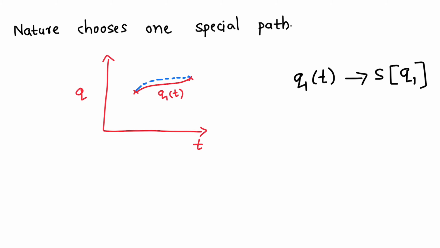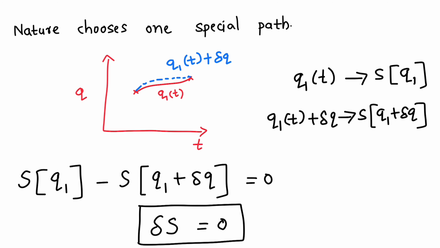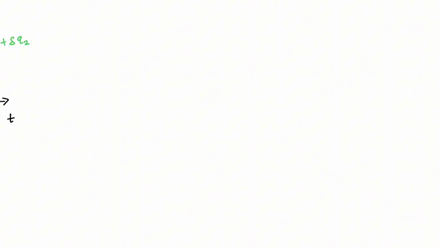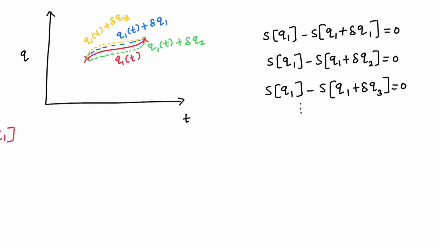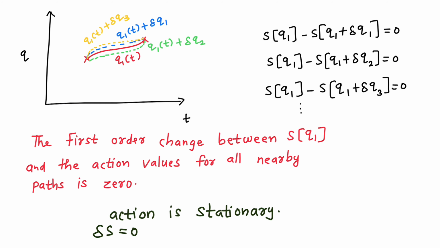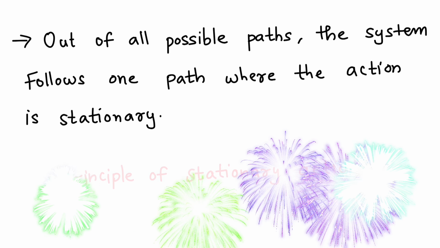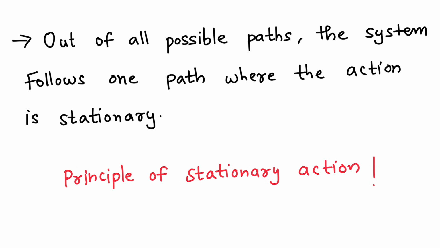Now imagine a small variation delta Q in this path, creating a new nearby path. The action along this slightly varied path is S of Q1 plus delta Q. The first order difference between these two action values is 0. In fact, the first order change between S of Q1 and the action values for all nearby paths is 0. We can say that at this special path, the action is stationary. Out of all possible paths, the system follows the one path where the action is stationary. This is known as the principle of stationary action.